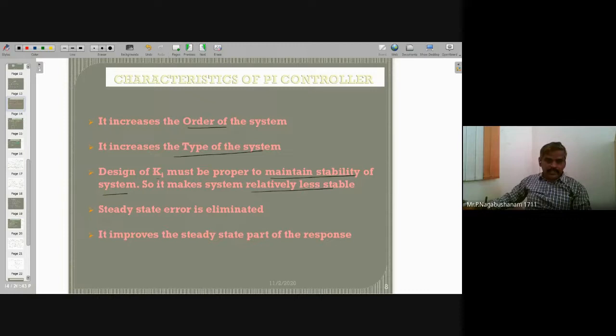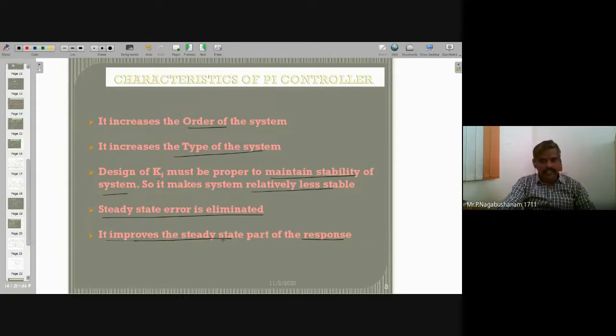Next one, steady state error is eliminated. Yes, I got 0. That gap is 0. Input and output are on one line. So steady state error is eliminated by using the PI controller. Overall, it improves the steady state part of a system. That's all. This is the PI controller and PD controller.